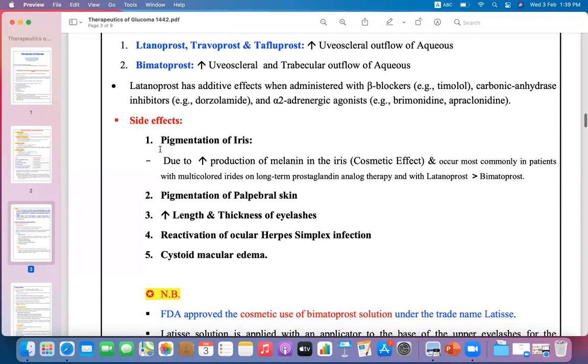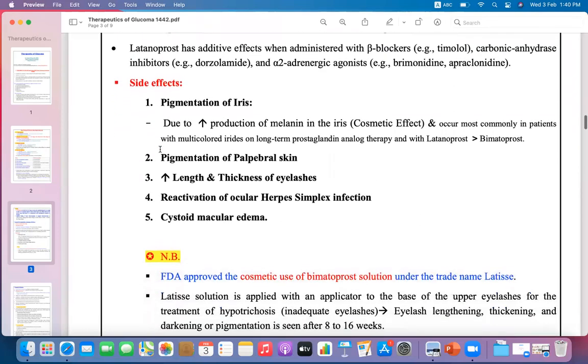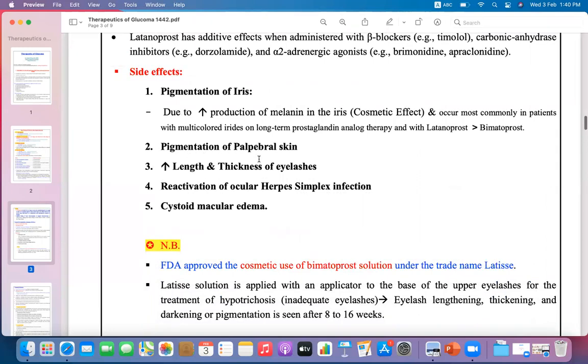Plus, these prostaglandin analogs on long-term therapy may be responsible for pigmentation of the palpebral skin of the eye, and an increase in the length and thickness of the eyelashes. It is also used cosmetically by women. Reactivation of ocular herpes simplex infection, so it also reactivates viral infections of the eye. And cystoid macular edema, which is edema of the macula of the eye.